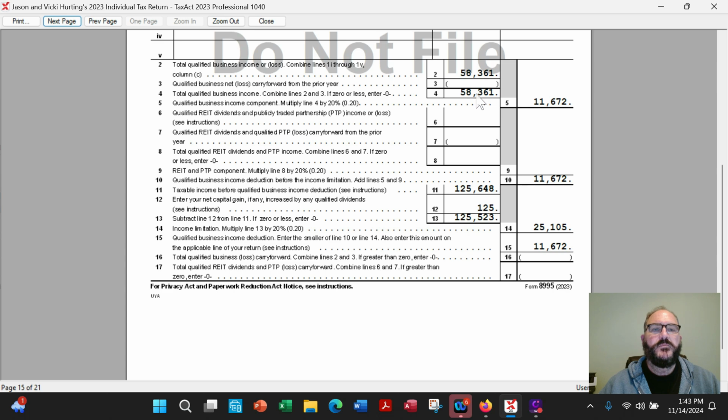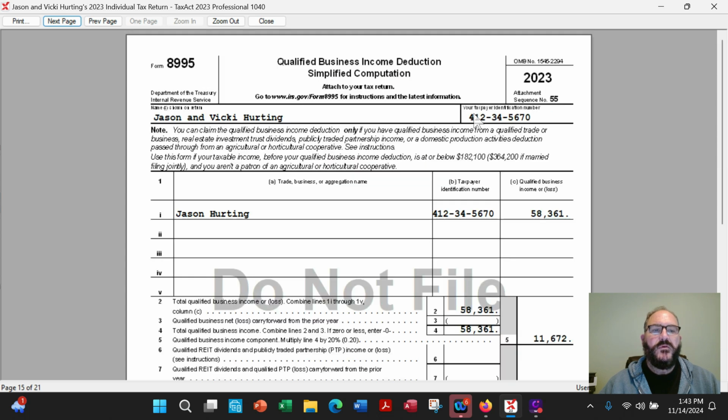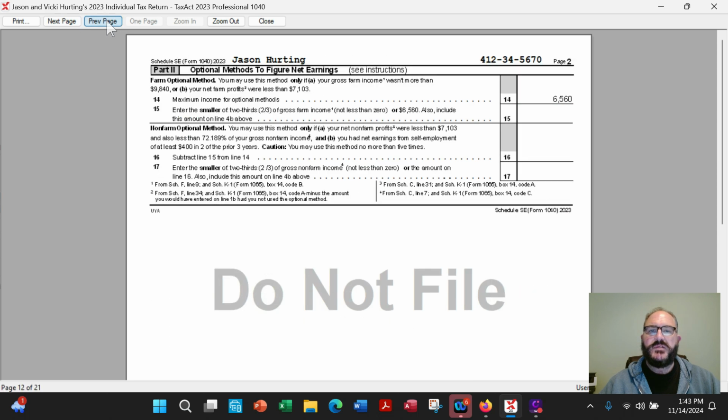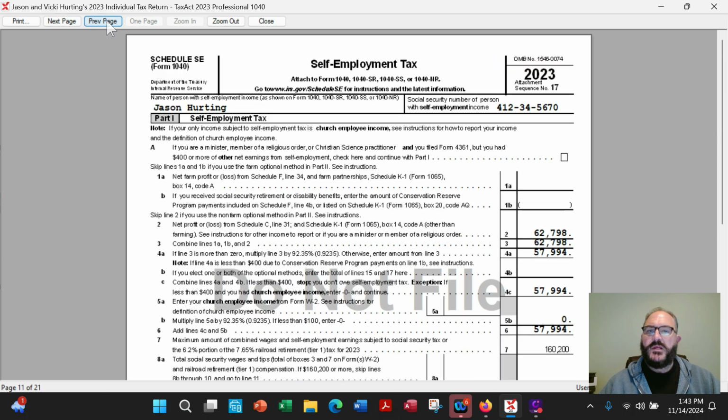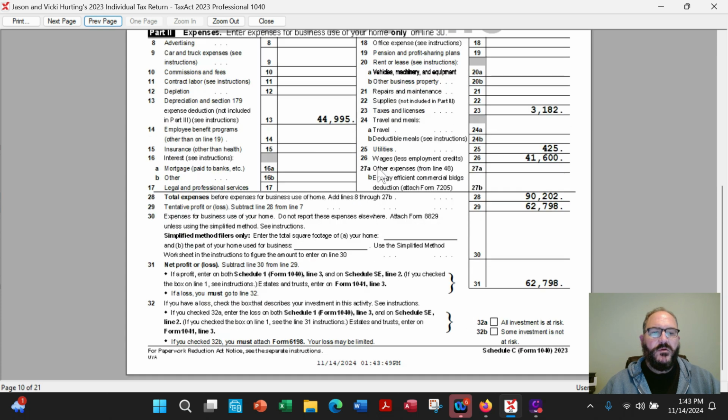Let's see here. I'd like to find out. You can claim all your qualified trade or business income or loss, 5361. Let's go to the previous page. Let's go to Schedule C. I wonder where the 58 came from. I don't know exactly where that 58.